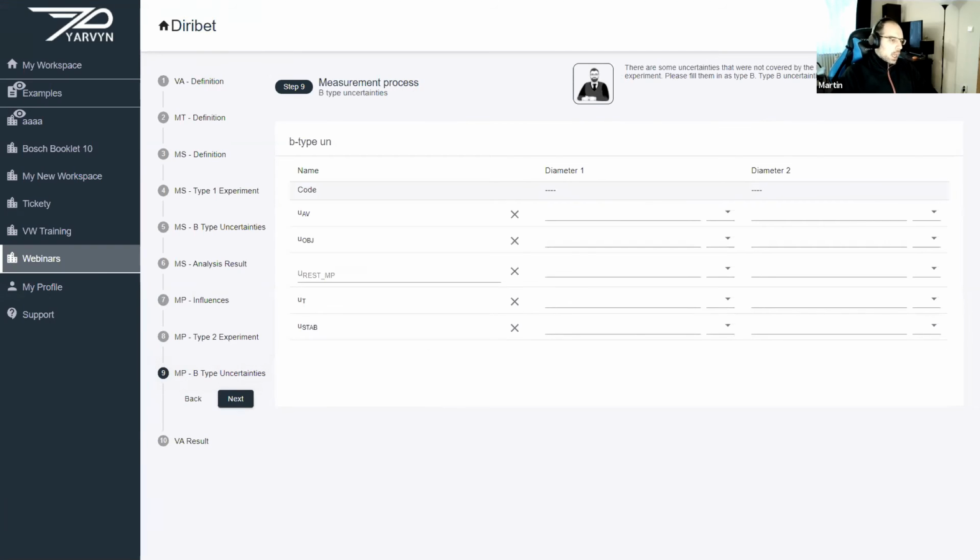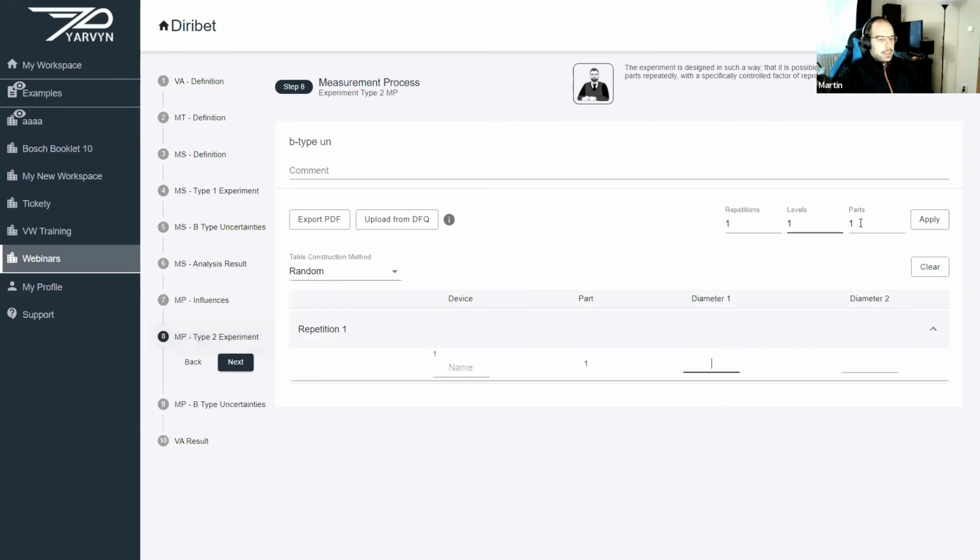So if you go to the B type, you can see that some uncertainties disappeared, and the ones that are missing are the greatest influence factor that we chose in the previous step. That means the uncertainty from the gauge variability. And the second that is missing is reproducibility on the workpiece, because those two uncertainties will be calculated from the data. It will be calculated from the experiment that we define in this step.